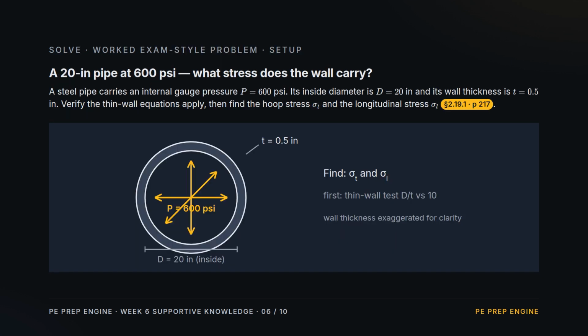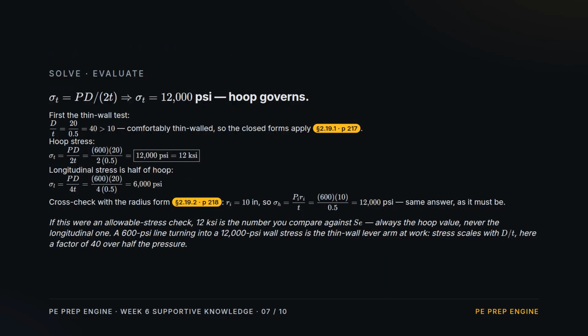Worked problem. A steel pipe at 600 PSI gauge, inside diameter 20 inches, wall thickness ½ an inch. First verify the thin wall equations apply. Then find the hoop stress and the longitudinal stress. Here is the cross-section, pressure pushing outward on the ring, hoop stress carrying it around the circumference. Check thin wall first. D over T is 40, comfortably past 10, so the closed forms apply. Hoop stress is PD over 2T, 12,000. Longitudinal is PD over 4T, 6,000, half of hoop.